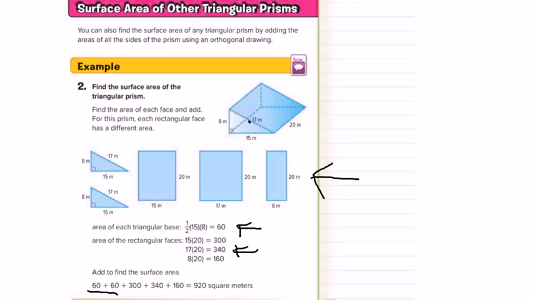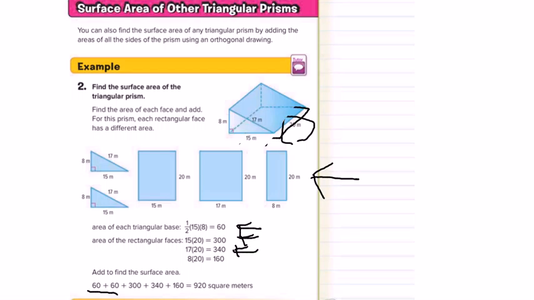Then if you break it down by another side, let's say you look at the bottom side, which is here, you can see that your length and your width is your 15 and your 20. So you'd multiply those to get 300 square meters as the area of that rectangle.